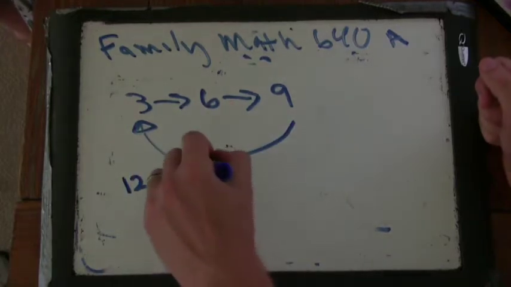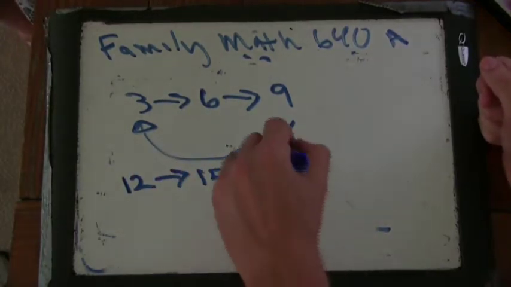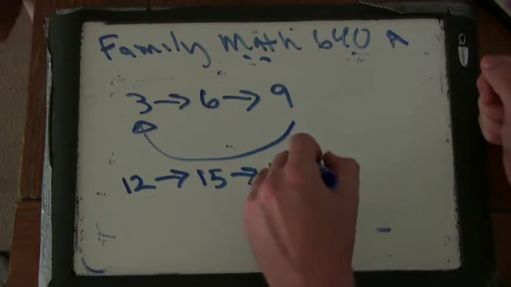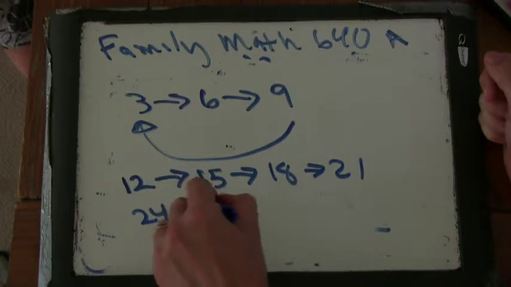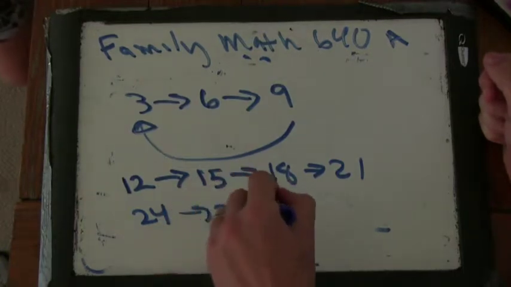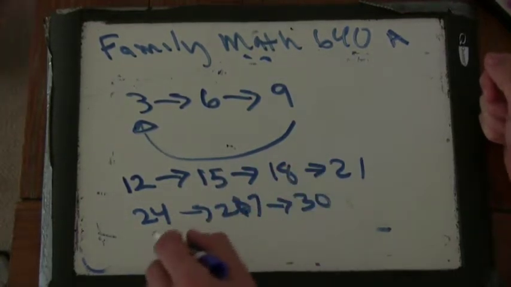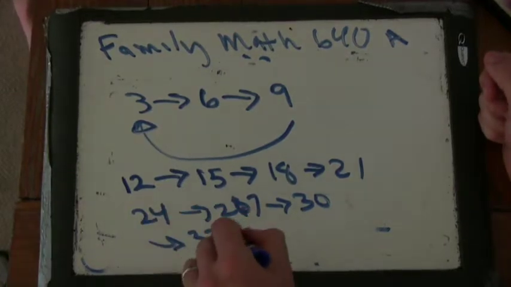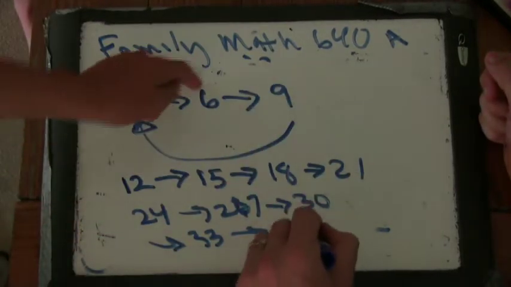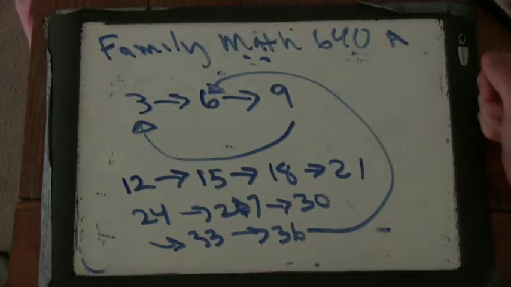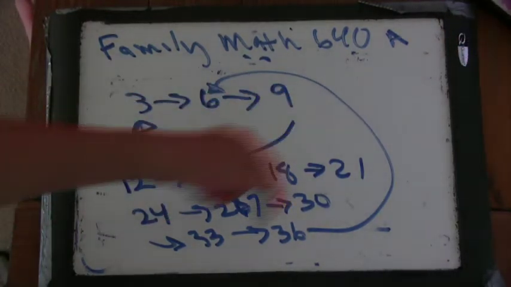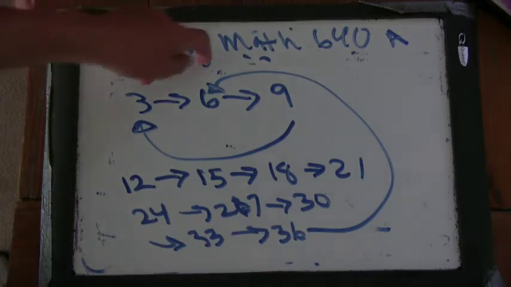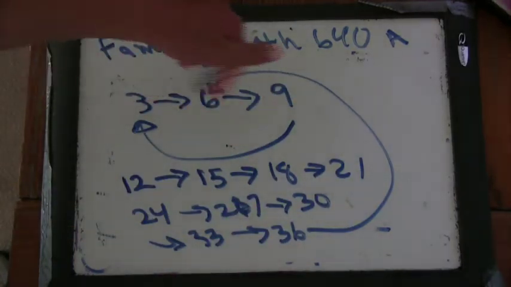12, we'll 15, 18, 21, 24, 27, 30, 33, 36. And then that's going to loop up to 6 and go back to our loop. 9, 3, 6. Yeah. So it seems like the multiples of 3 will wiggle around, but eventually either go to 3, go to 6, or go to 9, and then they'll be stuck in this loop here.